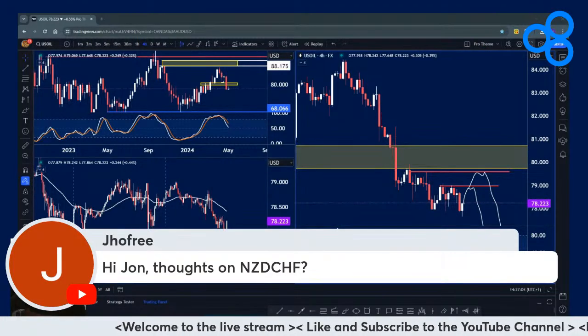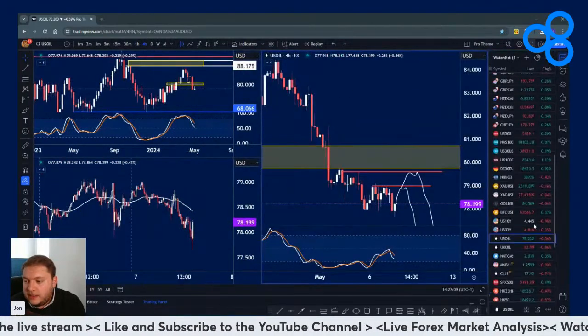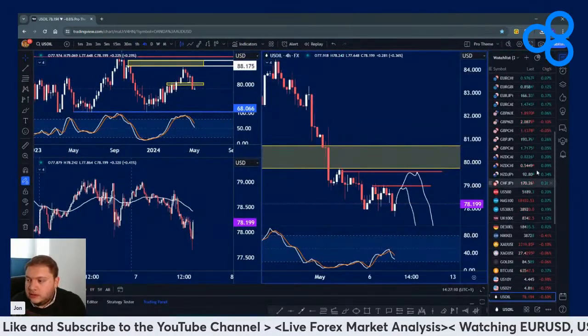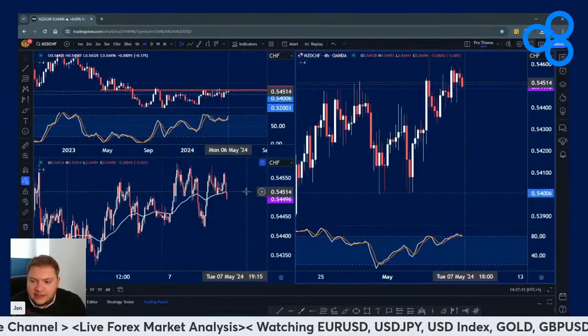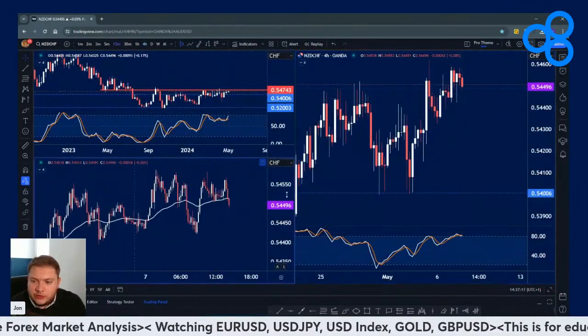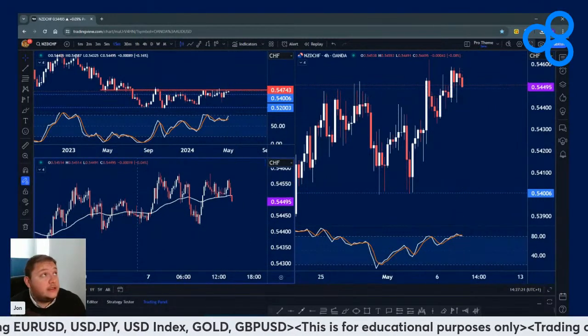Joffrey, welcome. Hi, John. Thoughts on Kiwi Swiss? Yeah, let's have a little look at Kiwi Swiss. I am going to go over CAD Swiss as well. I've had a few comments asking to go over CAD Swiss lately, so I will jump over on CAD Swiss as well. Now, Swiss franc, strong currency at the moment.